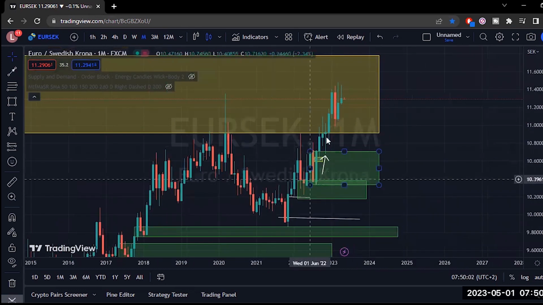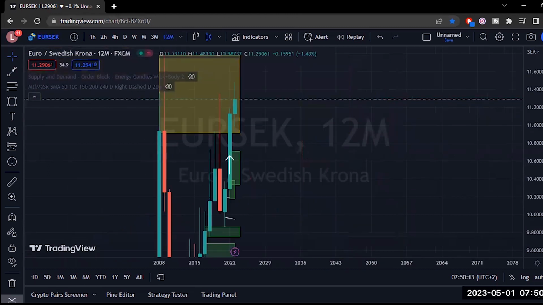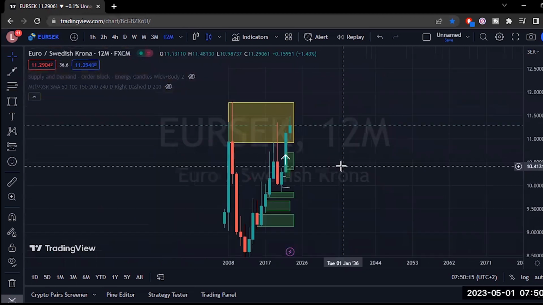I would have loved to be in this bias. Clearly, we missed out a little bit here on some good money. If you're in this bias, hit me up in the comment section and let me know. I would appreciate that. Right, so let's go back to the 12-month chart now to see what's cooking.